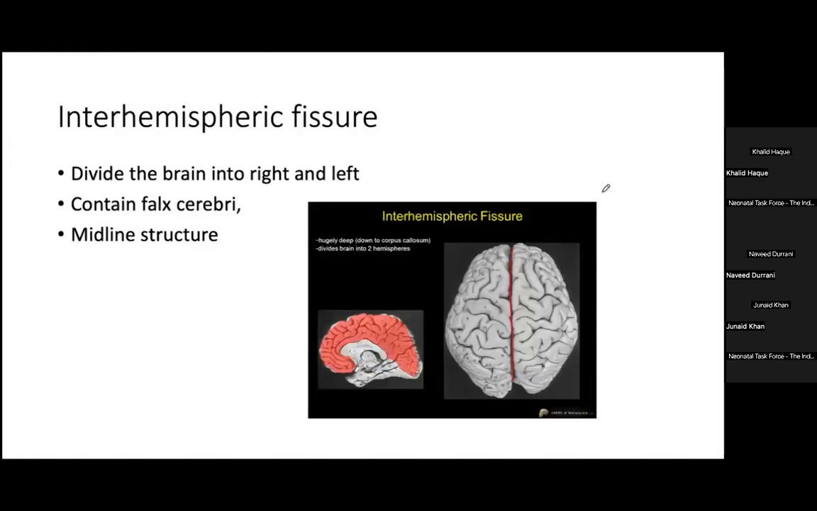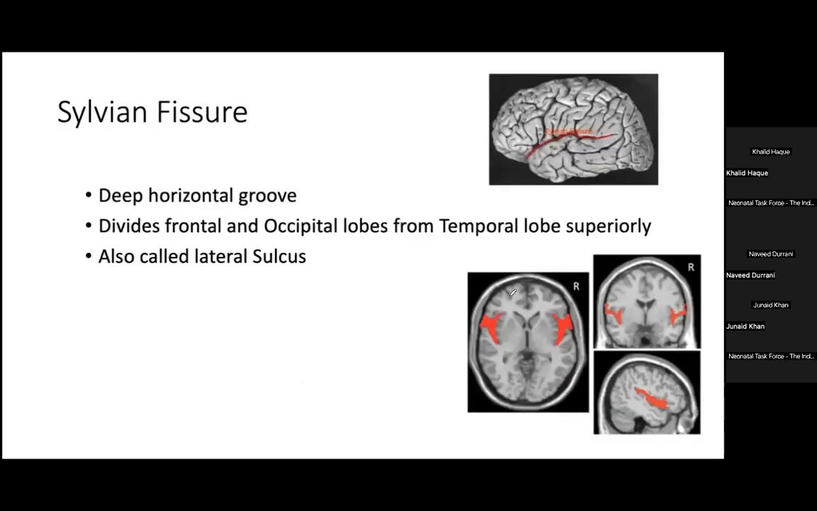So now the important landmark is the interhemispheric fissure, which divides the brain into right and left, and it is marked as here. It contains the falx cerebri, and it is a midline structure. Sylvian fissure is a deep groove, and it divides the frontal and the parietal from the temporal lobe, and it is also called the lateral sulcus. You can see it marked in red.